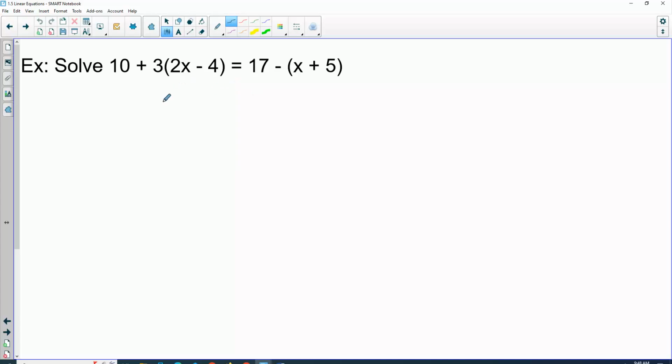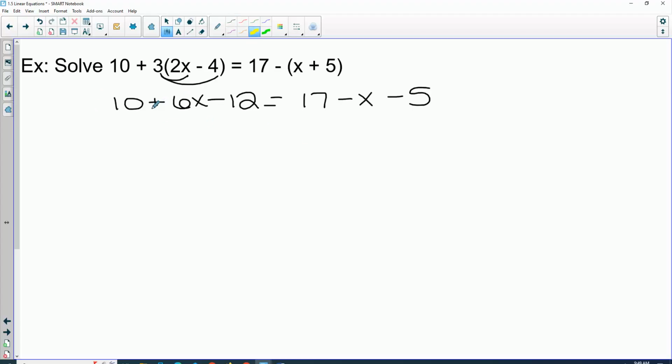What would we begin with? So I have to distribute. That's a 6x minus 12. What about on the right-hand side? What do we have to distribute there? Negative. Okay, so that would just be a negative x and a negative 5. All right, what comes next? Add and subtract, combining our like terms.